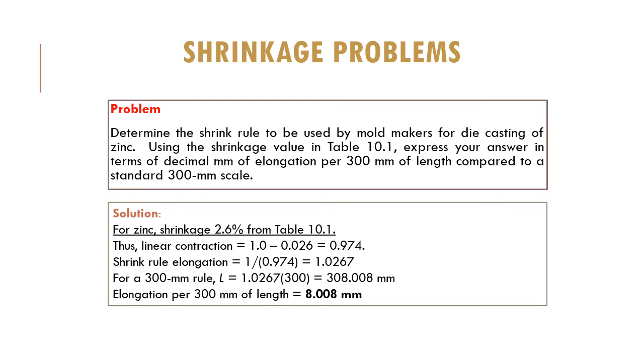You times the 300, then it's supposed to be 308.008 mm. Okay, so the mold length is supposed to elongate to 308.008. So elongation for the mold is 8.008 mm.